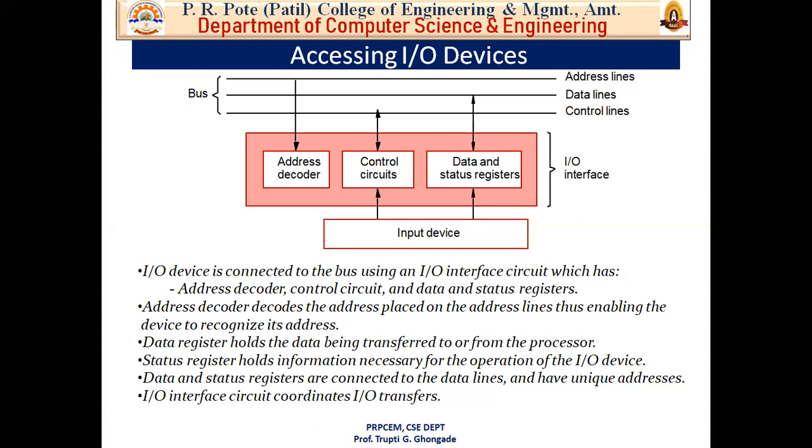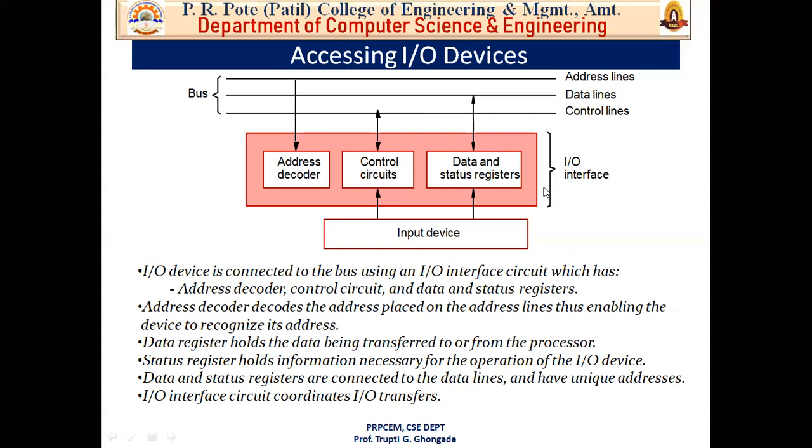Now we know that if we want to get data from memory, or write data into memory from the processor, at that time we use a data register, that is MDR, memory data register. Sometimes it is also called MBR, that is memory buffer register. So here the data register holds the data being transferred to or from the processor. Then next we have the status register. With the data we have a status register.